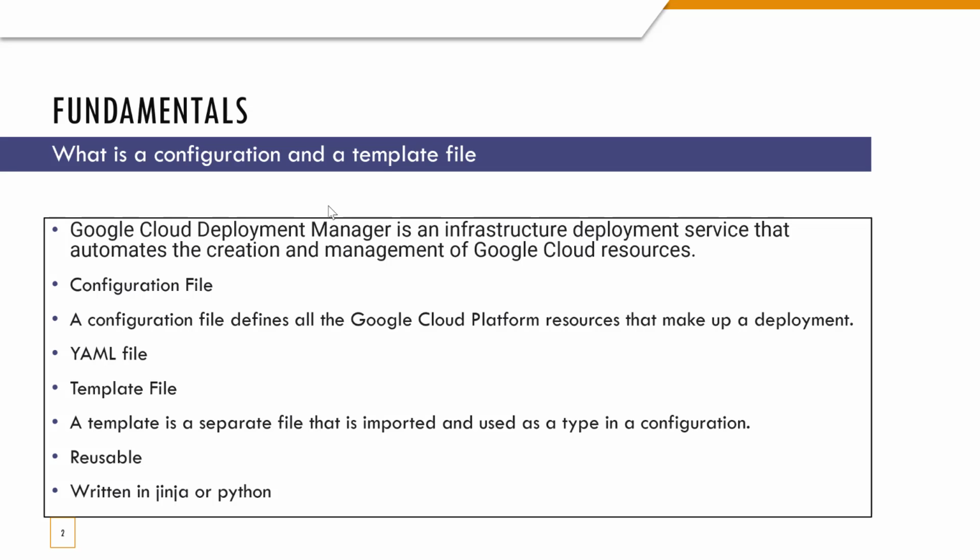So basically you write a template file, and in that template file you'll have a set of resources, and you want those resources to be configured in multiple places. So what you do is you reuse that template file in multiple configuration files. And unlike the configuration file, which is written in YAML, the template file is written in a format called Jinja, or it can also be written in Python.